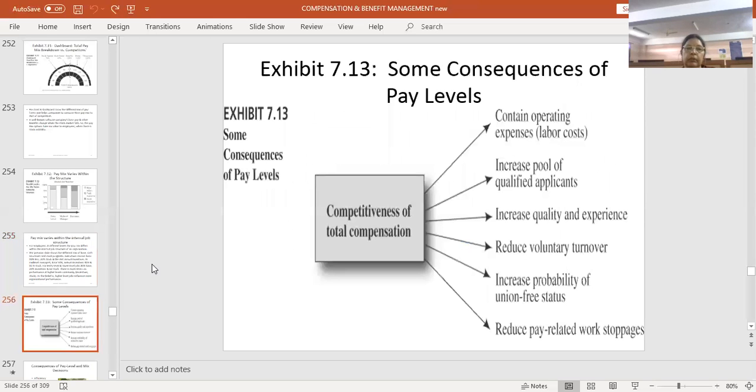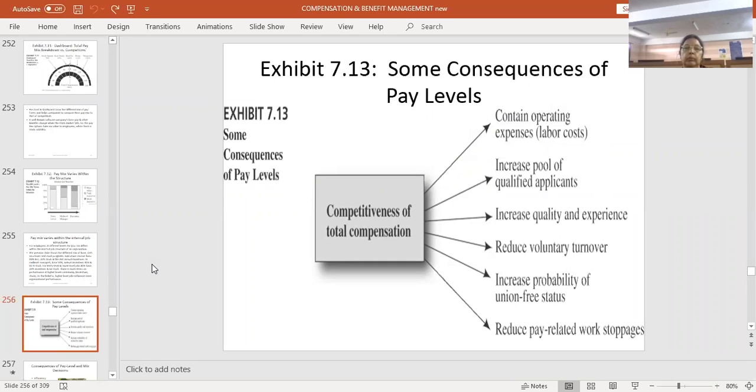So now we see the consequence. What is the outcome of pay levels? That is, if your total compensation is competitive, that means it is very attractive to your employees. You are able to compete well in the market with other employers because your total compensation is competitive. So your labor cost is controlled, that is, your operating expenses are contained, it is within control.